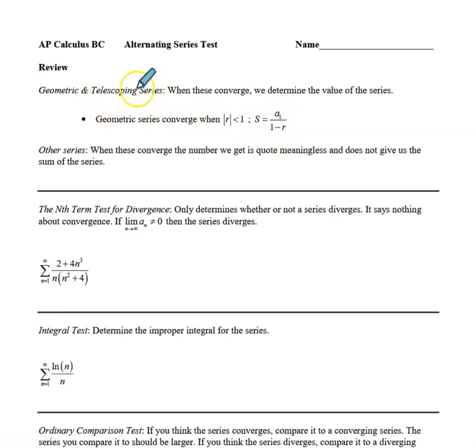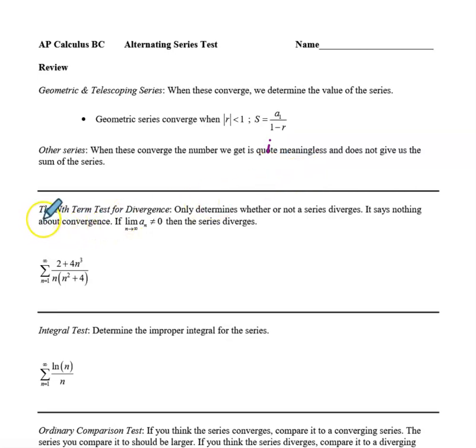For telescoping, we rarely will see these, and the AP exam will not test them, but when you end up taking the limit of your decomposed fraction after you've collapsed all the terms that cancel out, whatever limit you get is the sum of the telescoping series. For all other series, when you get a number out of your convergence test, the number is quite meaningless, not quote meaningless, and does not give us the sum of the series.